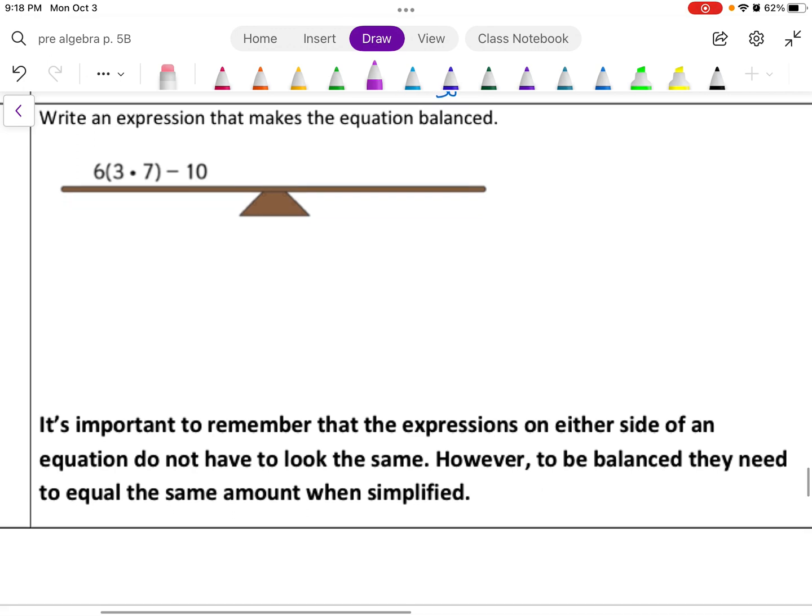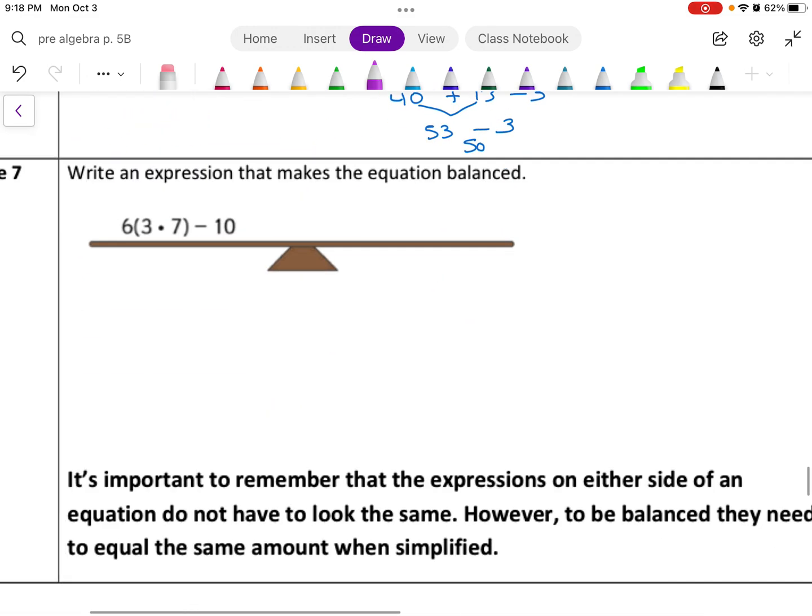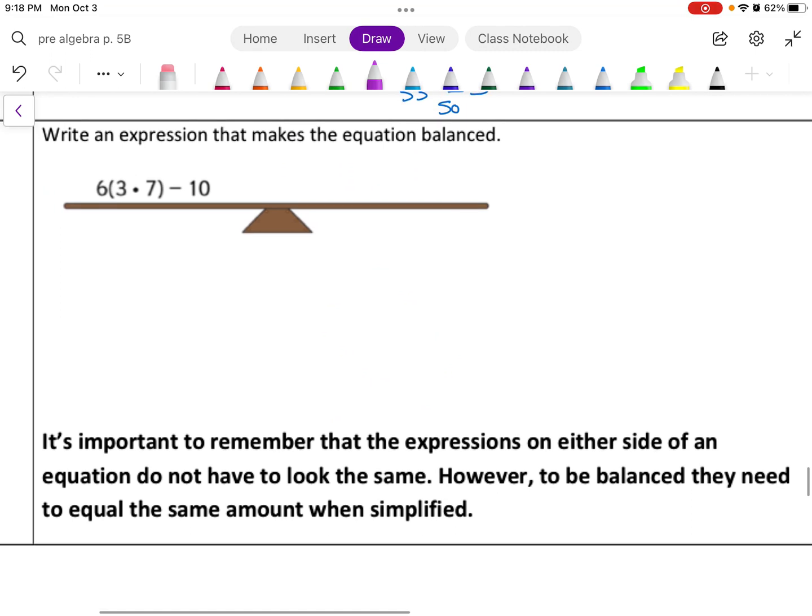Let's do another one. 6 times the quantity of 3 times 7 minus 10. Well, 3 times 7 is 21, so we have 6 times 21 minus 10. 6 times 21 would be 126. Minus 10 would be 116.